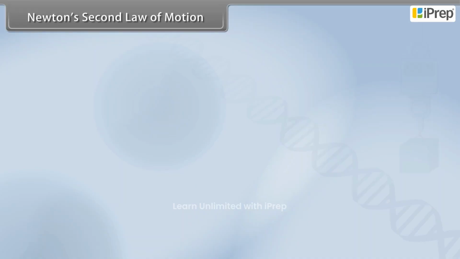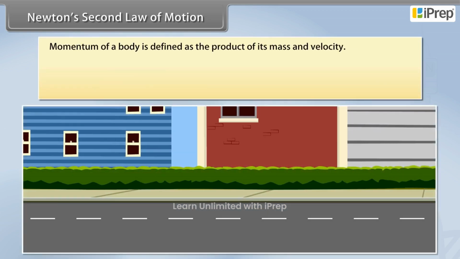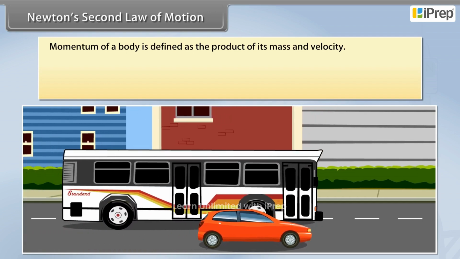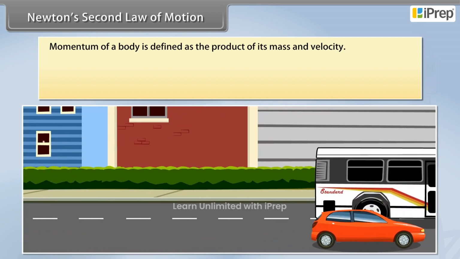Newton's second law of motion. First of all, we will talk about the momentum. Momentum of a body is defined as the product of its mass and velocity. P is equal to m into v.